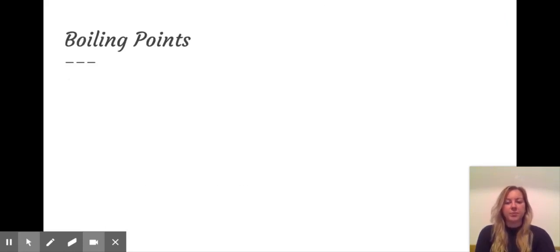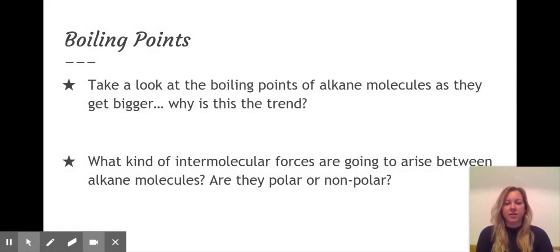So a little bit about boiling points then. Take a look at the boiling points of the alkane molecules as they get bigger. Why is this the trend? Well, as we look from methane all the way up to octane, we can see that the boiling points are increasing every time the molecules get bigger. Every time we add on a carbon and some hydrogens, we are jumping up the boiling point.